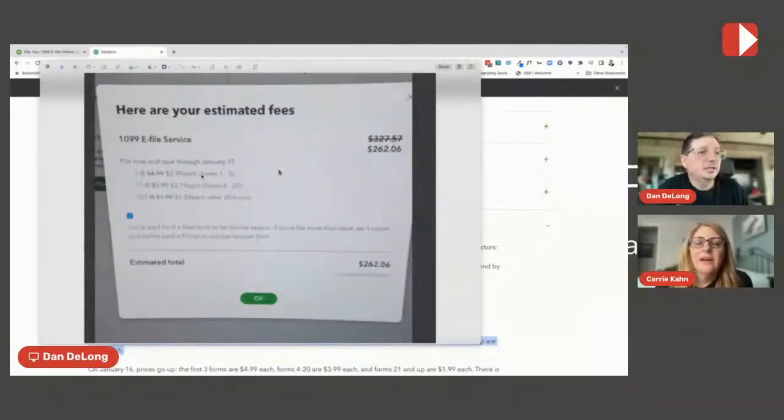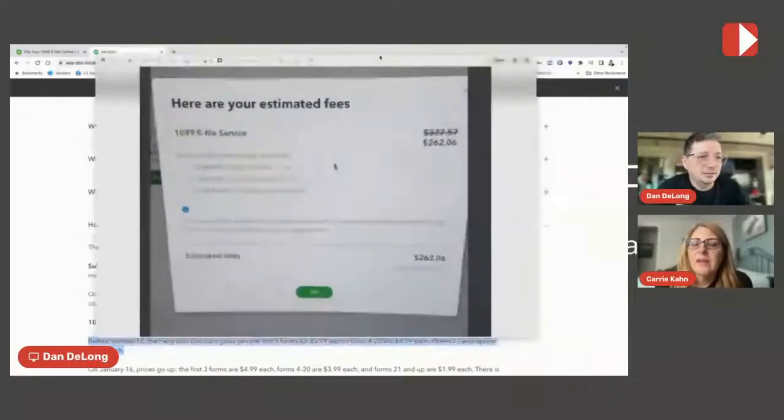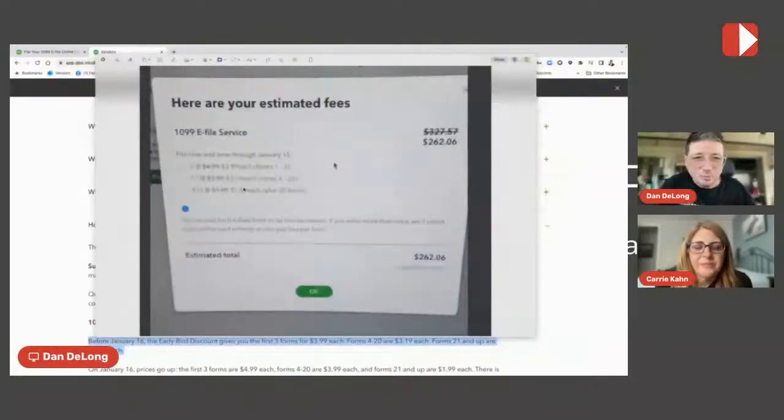This is saying $3.99 for the first three forms, $3.19 for the 4 through 20. So far so good. And then 123 forms at $1.59. So as it was saying here that it's $1.19, oh boy, $1.59, that's 40 cents more for 123 forms. That's quite a significant difference.